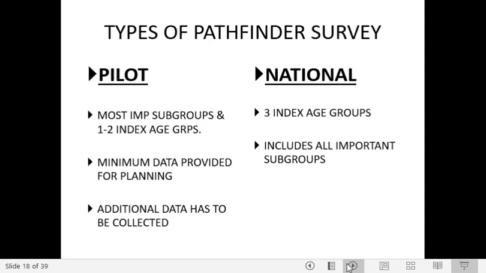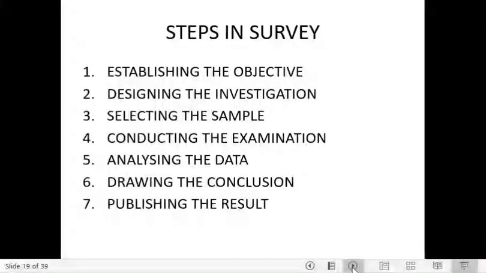Once the pilot survey is over and if it has yielded good results, then we can proceed to a National Pathfinder survey where we will take 3 or 4 important subgroups so that we can carry out the survey in detail which is relevant to the age groups.